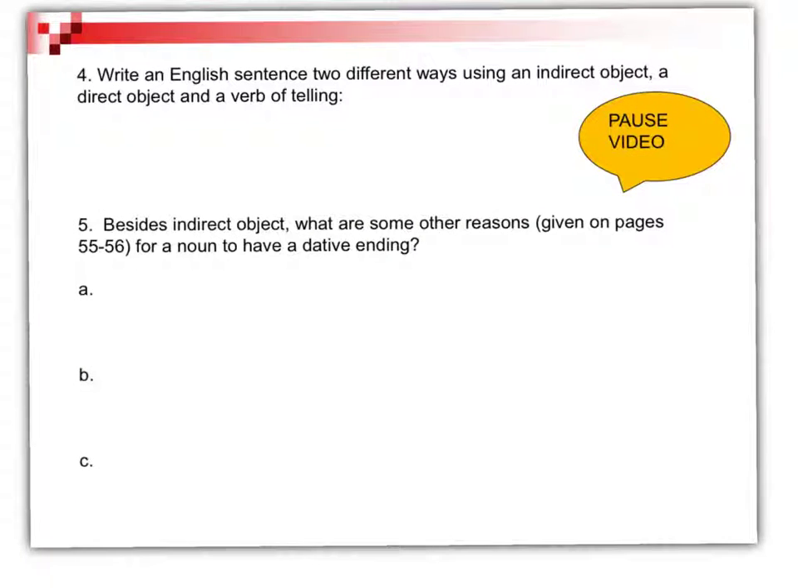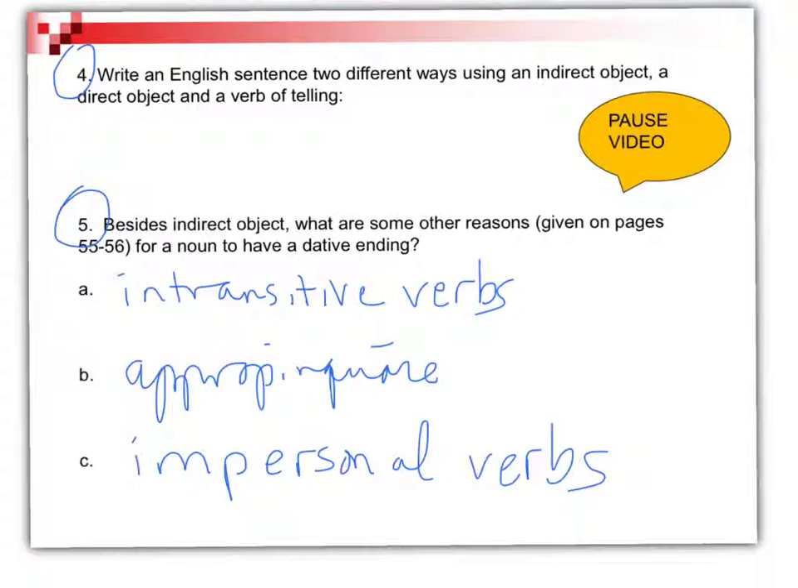Alright, now Crispus says pause the video again and fill out items 4 and 5 also found on your worksheet. Alright, hopefully you can do number 4 on your own. Just remember, sometimes you can use 2 or 4, sometimes leave it out. In 5, you got intransitive verbs, the verb appropinquare, and impersonal verbs.